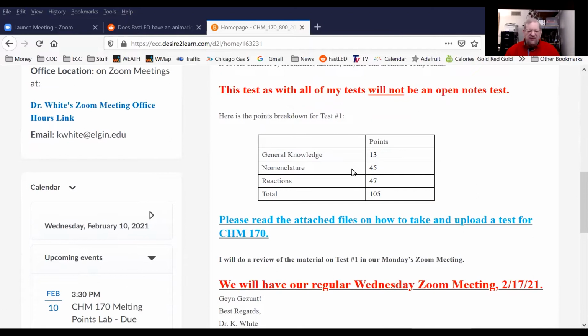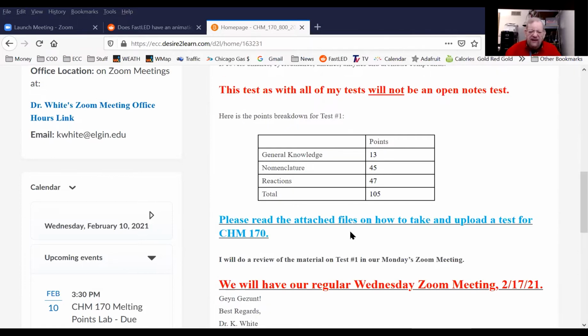And finally, the last part, 47 points, is reactions. And in a reaction problem, there are two types. One is here are the reactants or starting materials. What's the organic product or products for the following? I only have one problem on this test under reactions that is: here's the product and the reagent you react it with, what would be the starting material?